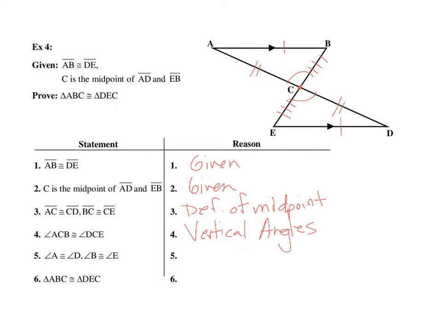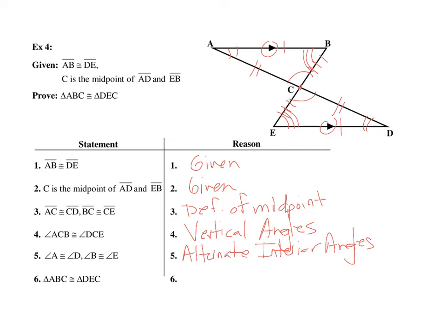All right, then it says angle A is congruent to angle D, and angle B is congruent to angle E. All right, well, how do we know that? Well, we have the given information here that these lines are parallel. So those are alternate interior angles.